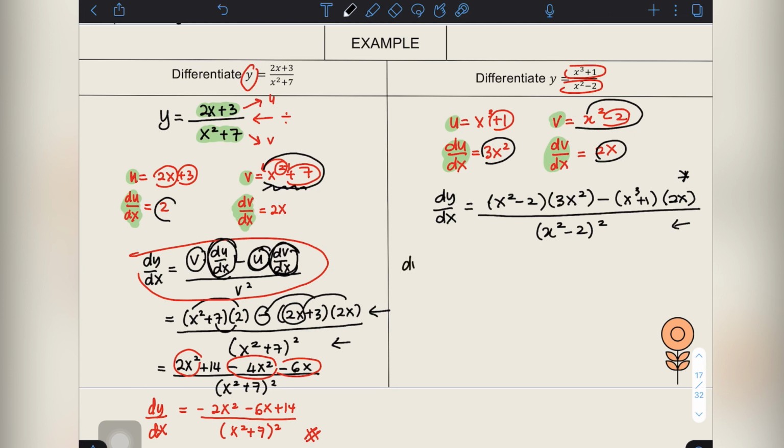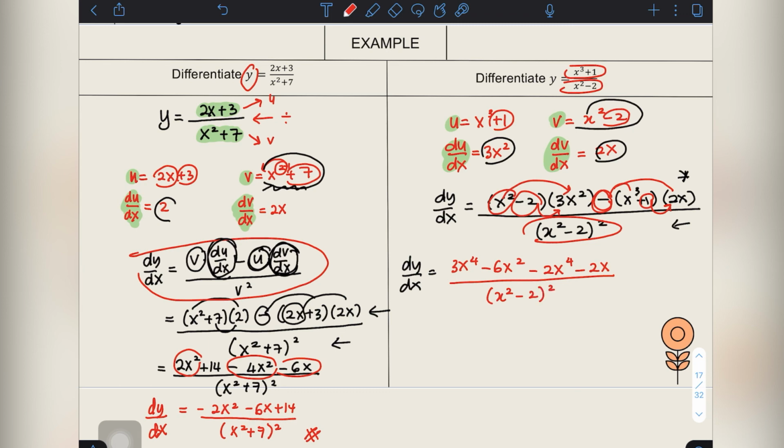So you have here your dy dx. Let's expand whatever we have in the numerator. Okay, so x squared you can multiply by 3x squared. You will get 3x to the power of 4. Negative 2 you multiply by 3x squared, you have negative 6x squared. Here is negative. Okay, so negative x cubed multiplied by 2x, you will get negative 2x to the power of 4. Negative 1 multiplied by 2x, you will get negative 2x. Divide by, just copy whatever you have in the denominator, x squared minus 2 to the power of 2.